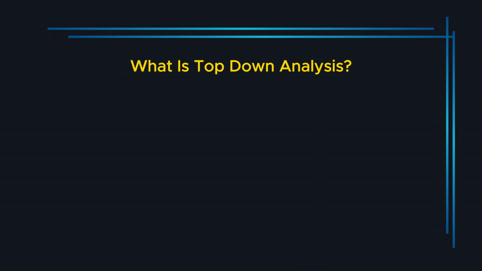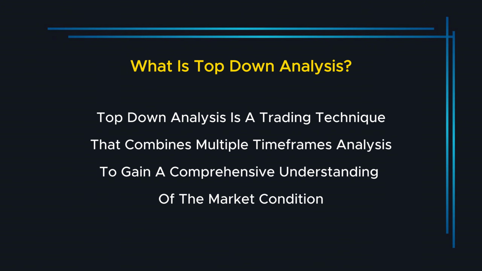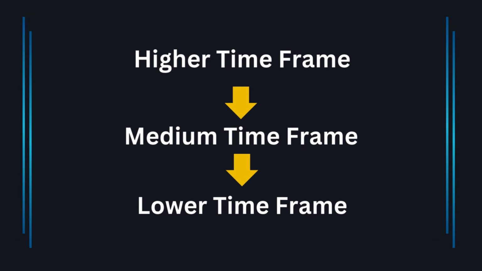What is top-down analysis? Top-down analysis is a trading technique that combines multiple timeframe analysis to gain a comprehensive understanding of the market condition. If we start our analysis from higher time frames and then zoom into the lower time frames, we can get a major view of market trend and key levels of all time frames. In this video, we will dive deep into all types of time frames to make a well-educated analysis of any chart very simply and easily.